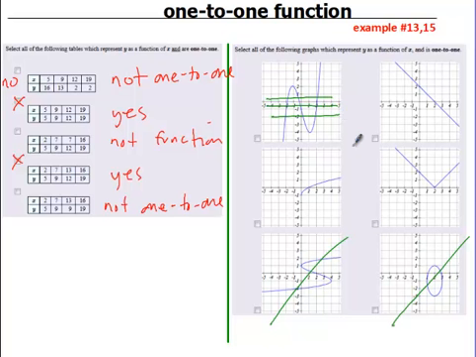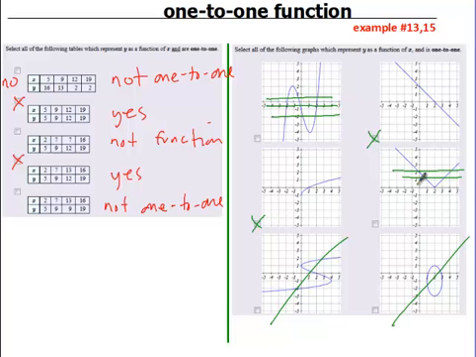Okay, is this a function here? Okay, so it passes the vertical line test. Is it a one-to-one function? Yeah, so this one would work. It passes both the vertical and horizontal line test. What about this graph? Vertical and horizontal, so that's a one-to-one function. What about this? Fails the horizontal, so that one is a function, but it's not a one-to-one function.